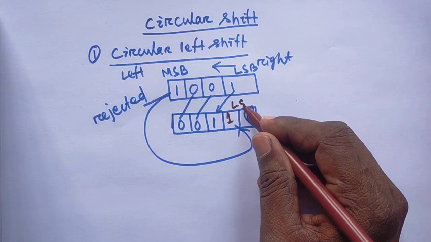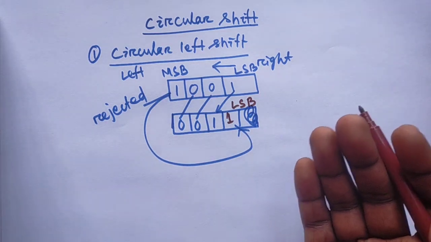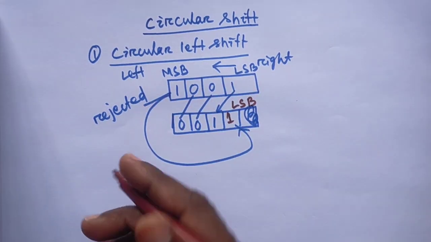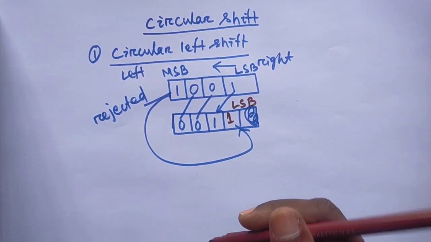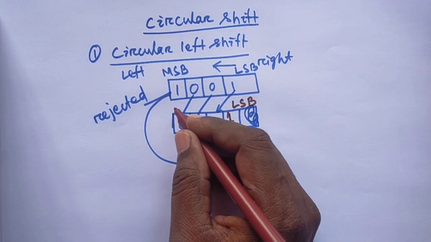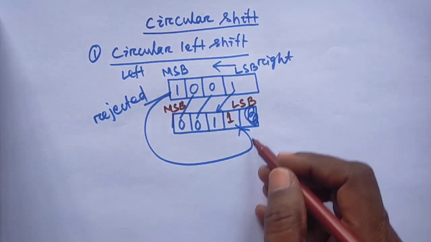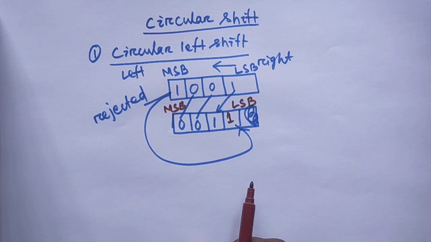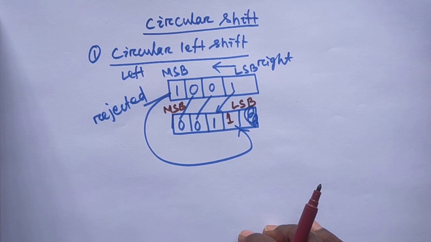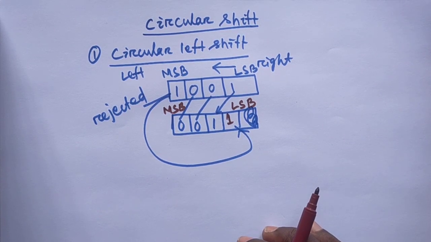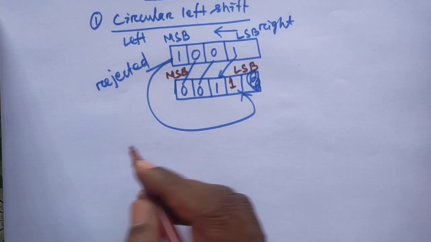We can add with the LSB because we transfer from right to left, since it is a circular left shift. And you know that this is the MSB. The MSB is already filled up, but it will add with the LSB. Okay, this is the concept regarding circular left shift.